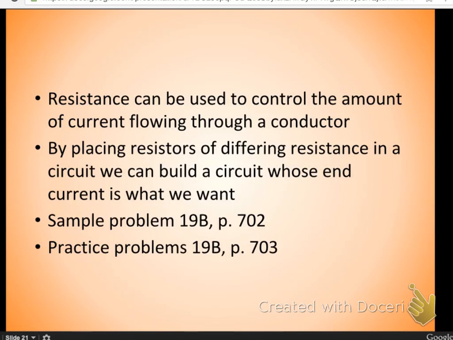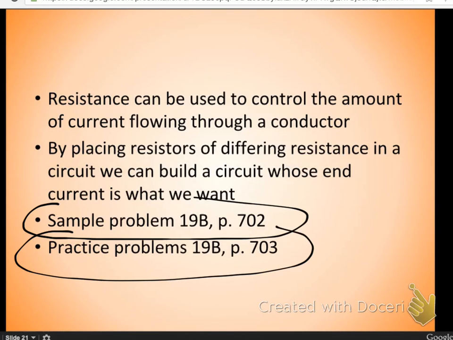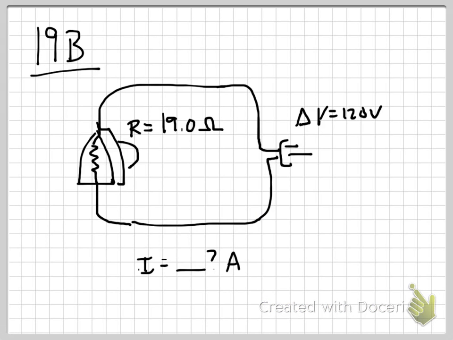And you kind of did this in the tutorial video that you saw. We will do sample problem 19B together, and then I will actually assign the practice problems on 703, so let's look at those. Okay, so this is 19B on page 702, and this is just a simple circuit problem.